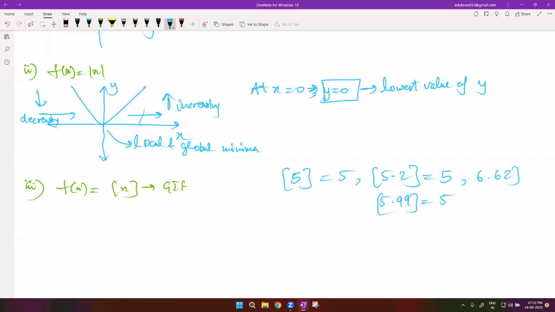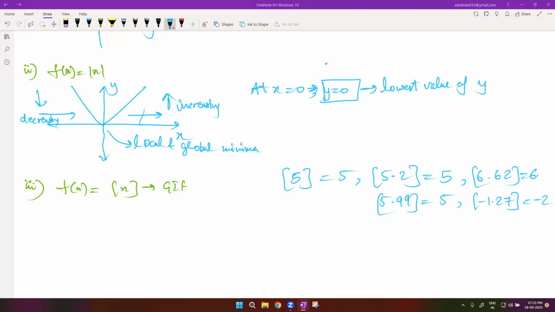Similarly, 6.62 will be. Can somebody answer this? What is the GIF of 6.62? 6, right? Cool. And you also know about negative integers, right? Don't get confused in negative integers. So tell me this, minus 1.27. What is the GIF of minus 1.27? Minus 2, correct? Yeah, good. So GIF works like that.